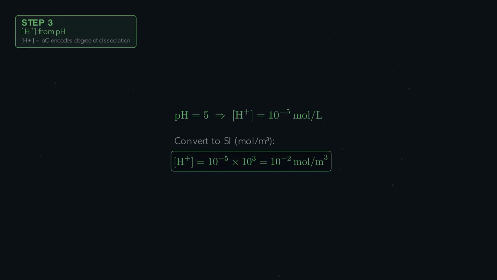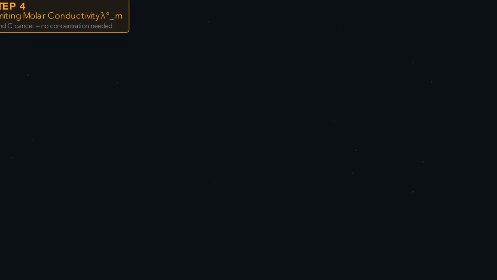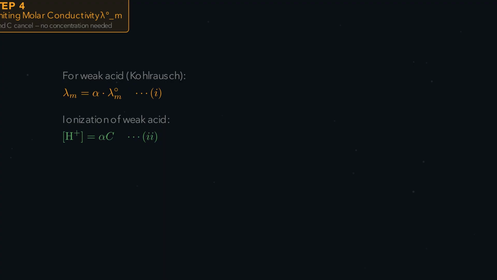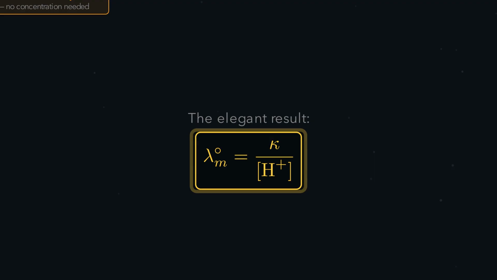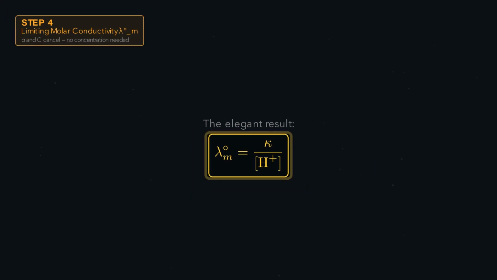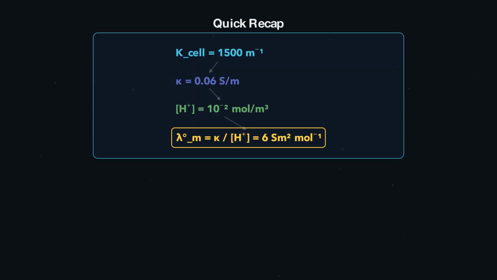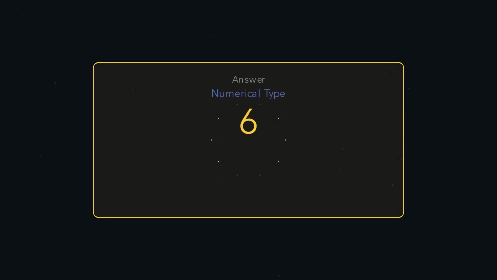Let's convert that pH to H+. pH equals 5 means H+ concentration is 10^-5 moles per liter. Converting to SI, that's 10^-2 moles per cubic meter. Here's the key move. For a weak acid, molar conductivity equals alpha times limiting molar conductivity, and H+ concentration equals alpha times C. Dividing through, alpha and C both cancel. Limiting molar conductivity equals conductivity divided by H+ concentration. Plugging in, 0.06 divided by 10^-2 equals exactly 6. The limiting molar conductivity is 6 Siemens meter squared per mole.